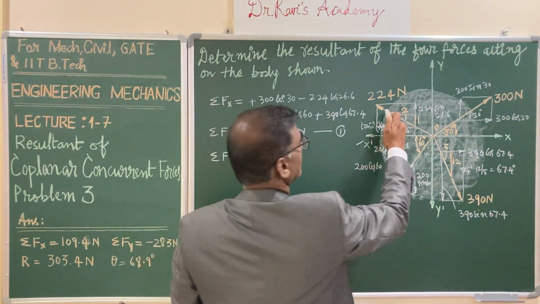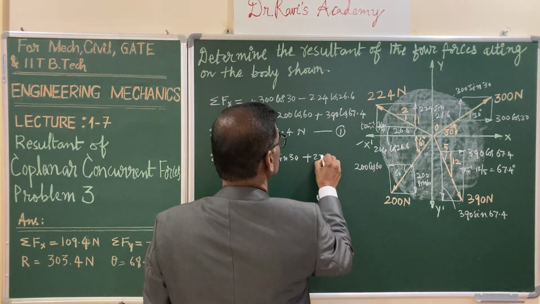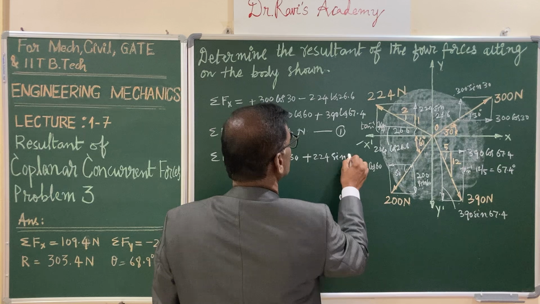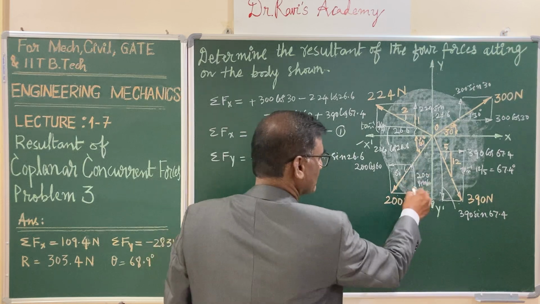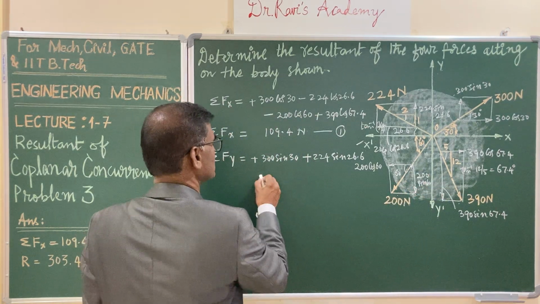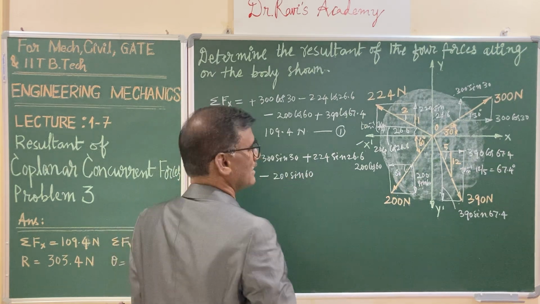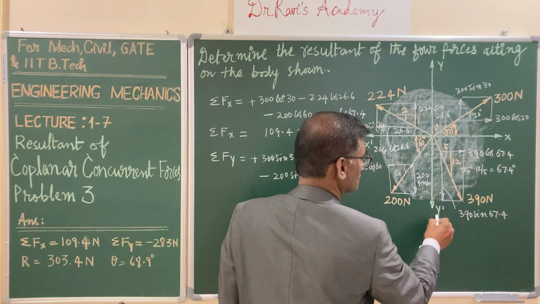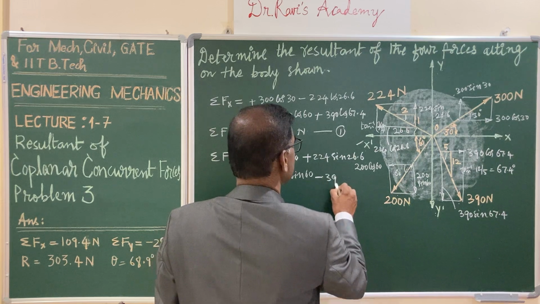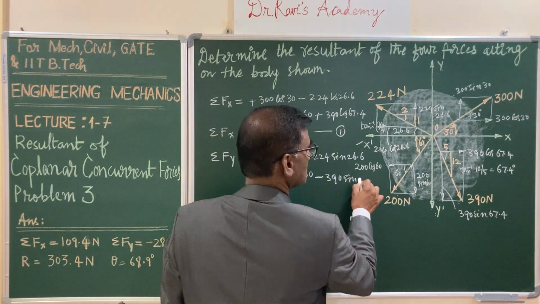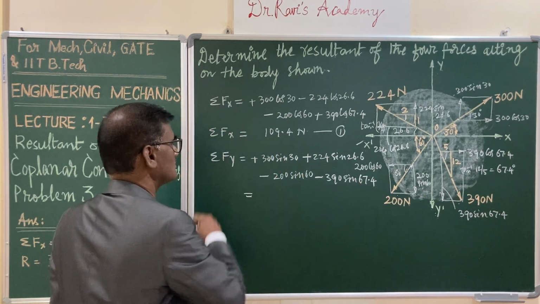is positive, and the force in the second quadrant also pointing in the y direction, that is also positive, it is 224 sin 26.6, and the third quadrant force which is pointing in the x prime direction, y prime direction, that is minus, so it is minus 200 sin 60, and in the fourth quadrant force, the y component also is pointing in the direction of y prime, that is also minus, so that is 390 sin 67.4 degrees. So let us calculate the sum of all this, algebraic sum of all this.